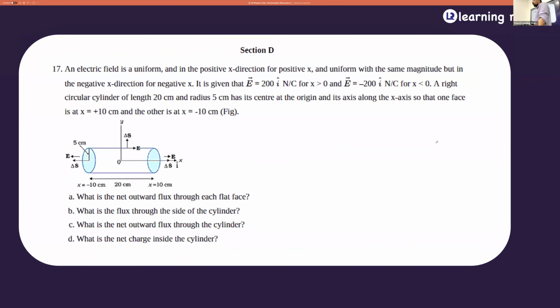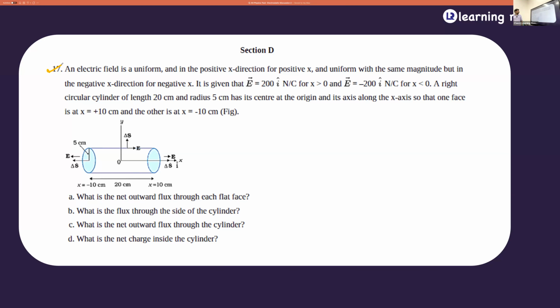There's also an NCERT problem. An electric field is uniform and in the positive x direction for positive x, and uniform with the same magnitude but in the negative x direction for negative x. It is given as E vector is equal to 200 i cap newton per coulomb for x greater than 0, and minus 200 i cap for x less than 0.